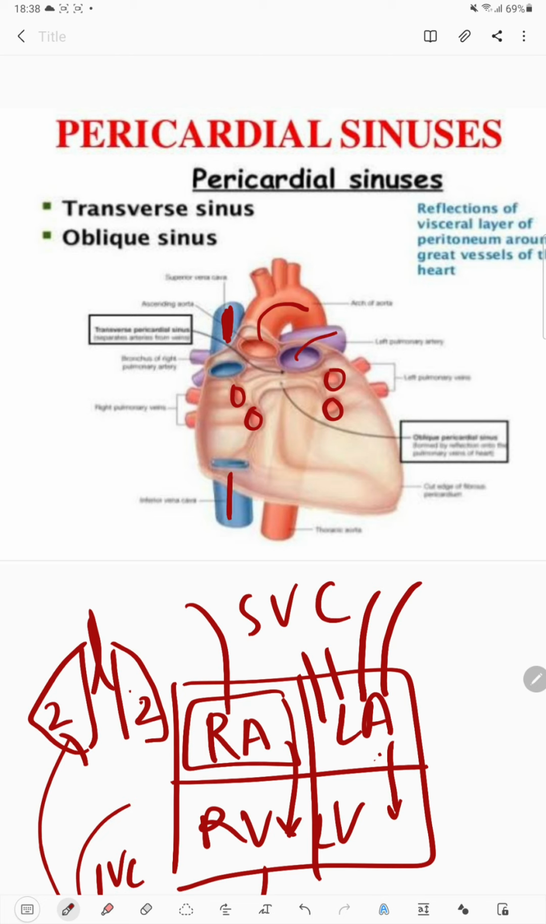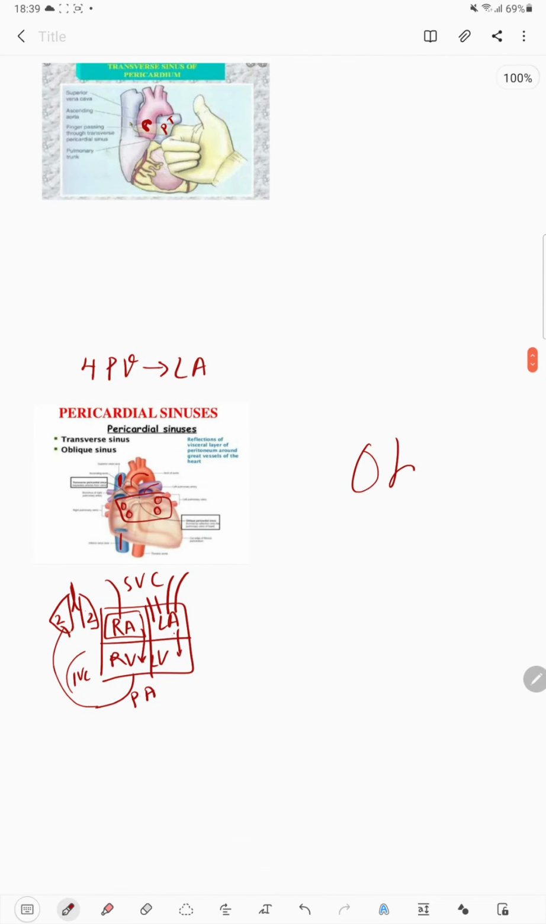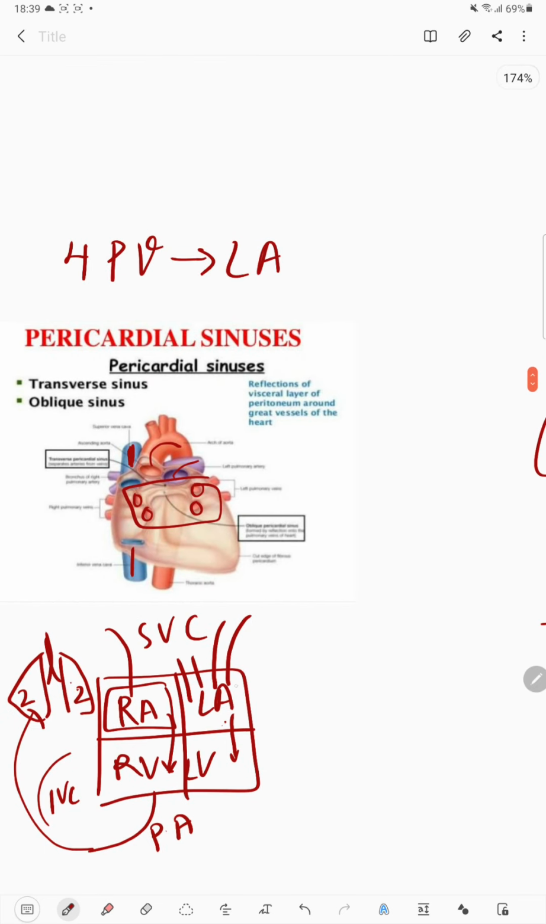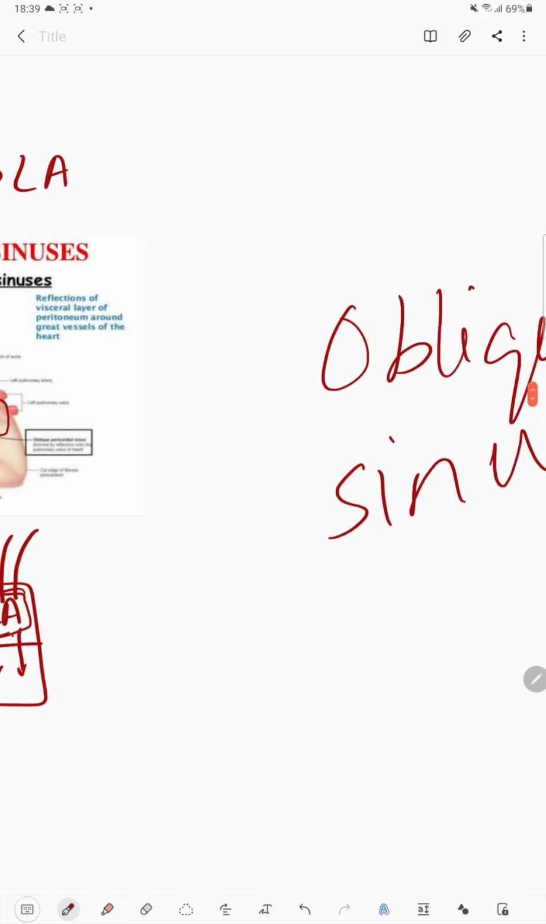All right. Now, talking about the oblique sinus. See, this is the left atrium, right? That is why all the veins are draining. The pulmonary veins are draining into this area. That means that area is the left atrium. Just behind the left atrium, you have a potential space called what? The oblique sinus. All right. So just behind the left atrium, you have a potential space called the oblique sinus.